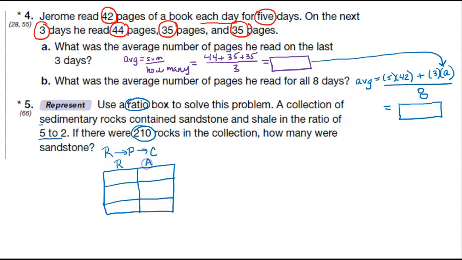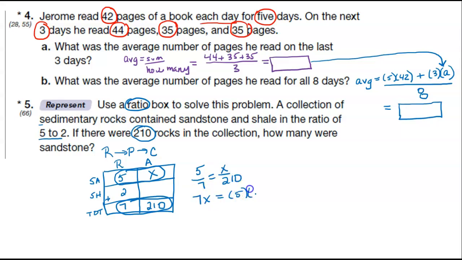Ratio, actual. Let's see, we have sandstone, shale, and total. So our ratio of sandstone to shale is 5 to 2. We're going to add and get 7. We have actually 210 total rocks. We're looking for sandstone. So we're going to use this line and this line to make our proportion. And then we will cross multiply. And then you will divide by 7 to get your answer.